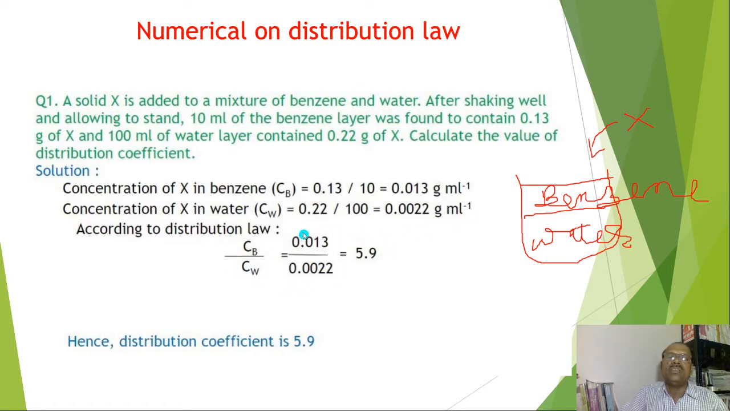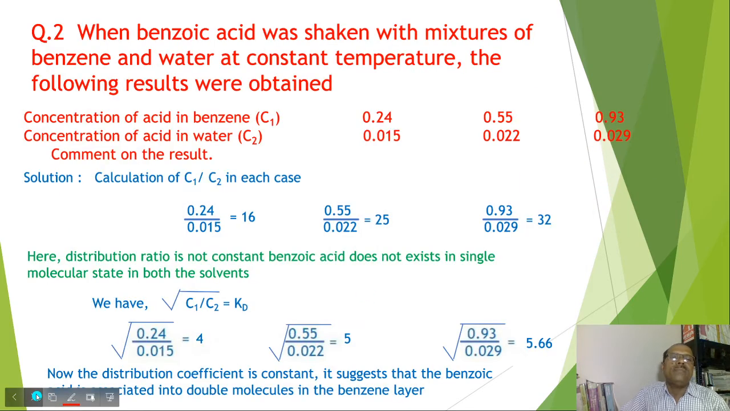And by using the equation, concentration of X in benzene upon concentration of X in water, where concentration of X in benzene is 0.013 gram and concentration of X in water layer is 0.0022 gram. After solving, we will get the answer 5.9, and hence the distribution coefficient in this case is 5.9. Then we have to see the next problem.